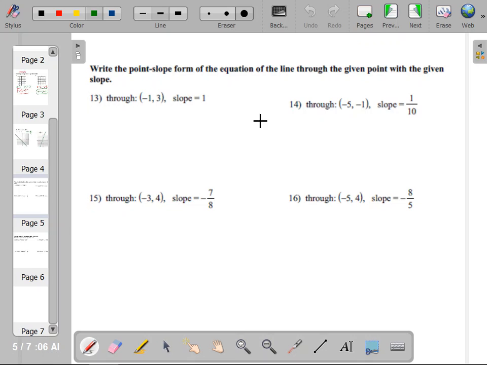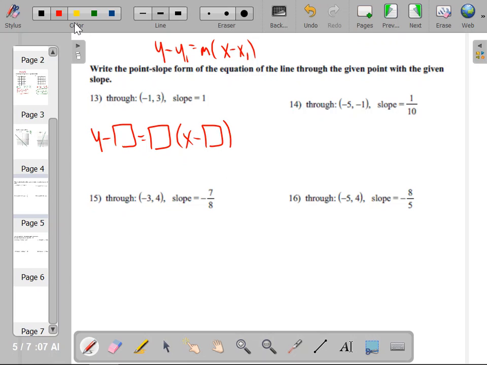Point-slope form. So the equation for point-slope form is y minus y1 equals m times (x minus x1). x1 and y1 are the coordinates of a point on the line, and m is the slope. So if it helps you, you can kind of do this. I won't do this every time, but it sometimes helps people. I'm going to just fill in the blanks. x1 is the x-coordinate of a point on the line. The x-coordinate is -1, so right here I'm going to put -1.